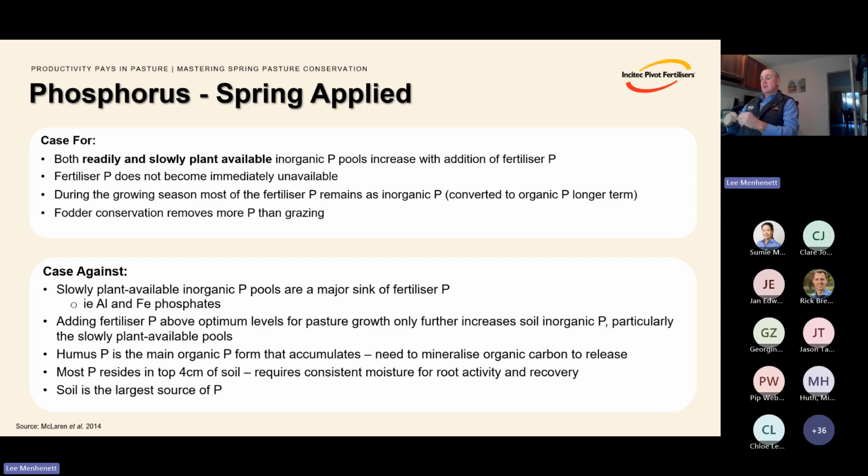Most of the phosphorus resides in the top 10 centimetres. So to actually get recovery of that phosphorus, we need to maintain a good moisture status up there. In the spring, typically we would expect that to be good because we're getting frequent rain fronts and it's staying moist, so the recovery of phosphorus is good. But if the soil dries out in that surface, then a lot of that applied P can be unavailable because the roots aren't active in that area. And as I said before, the soil is the largest source of P. So that's one of the considerations. If you're topping up a little bit, does it really matter?